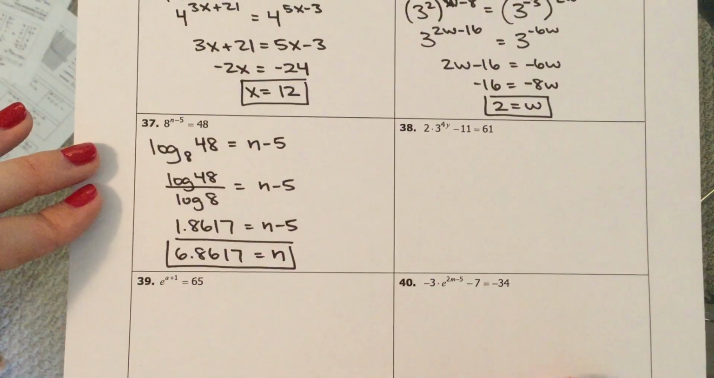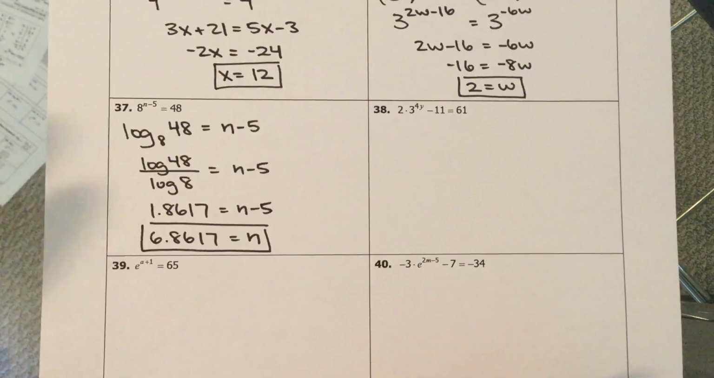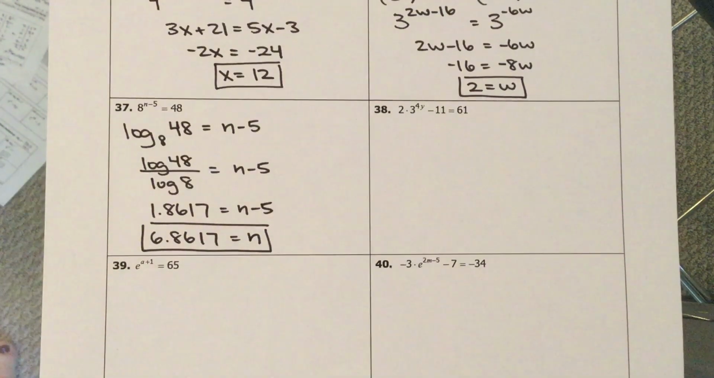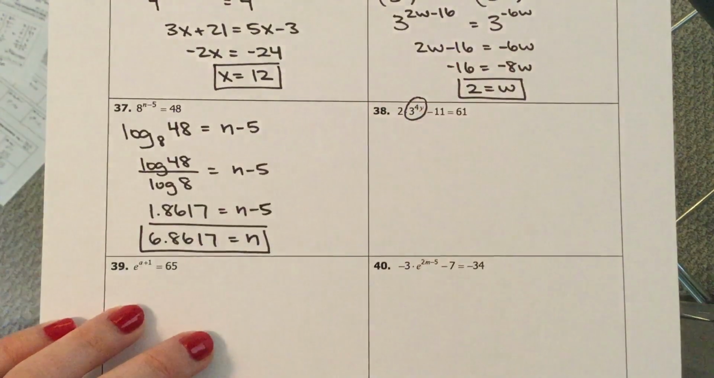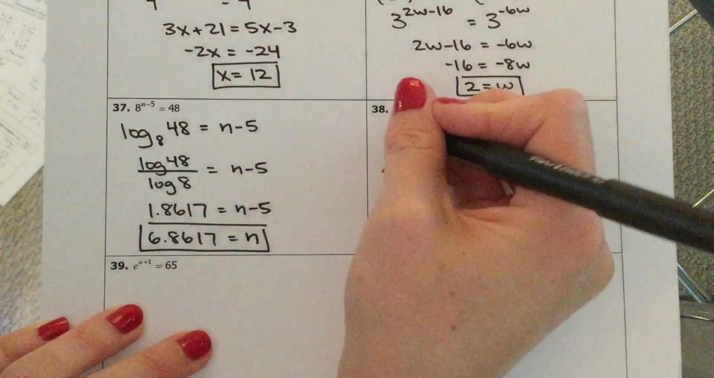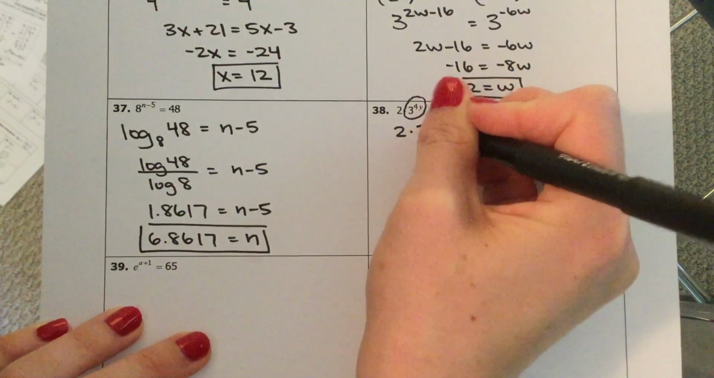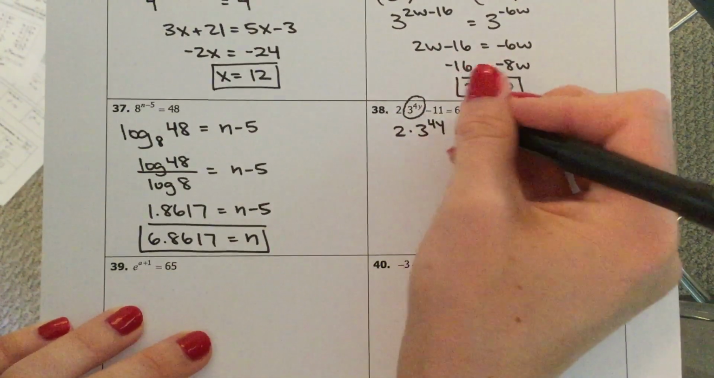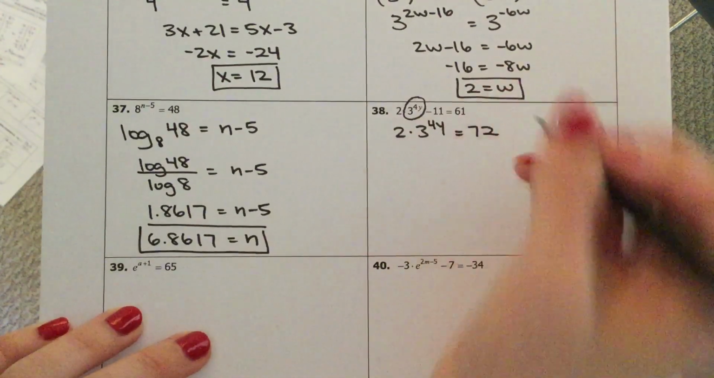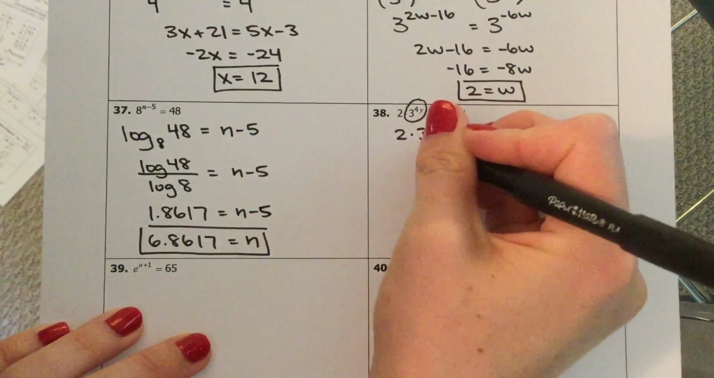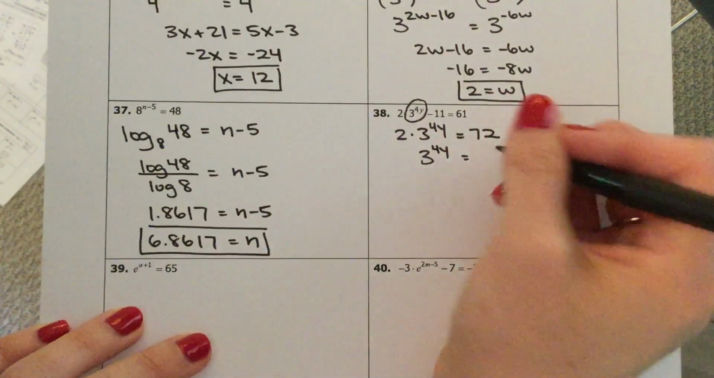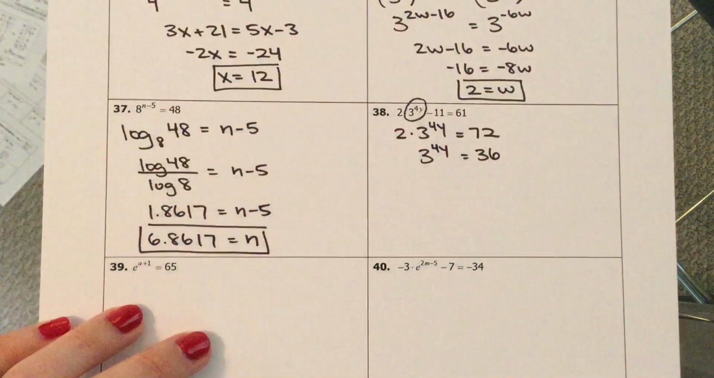Okay, let's check out number 38. We've got some new properties that we need to use. First thing we talk about is how the exponential piece needs to be isolated, and with number 38, this is the first time that it hasn't been. So first thing we do is just get this all by itself. So I'm going to start by adding this 11 to both sides. So add the 11, so 61 plus 11 would be 72. Then you're going to divide both sides by this 2 right here. So when you divide the left-hand side by 2, it's gone. 72 divided by 2 is 36.